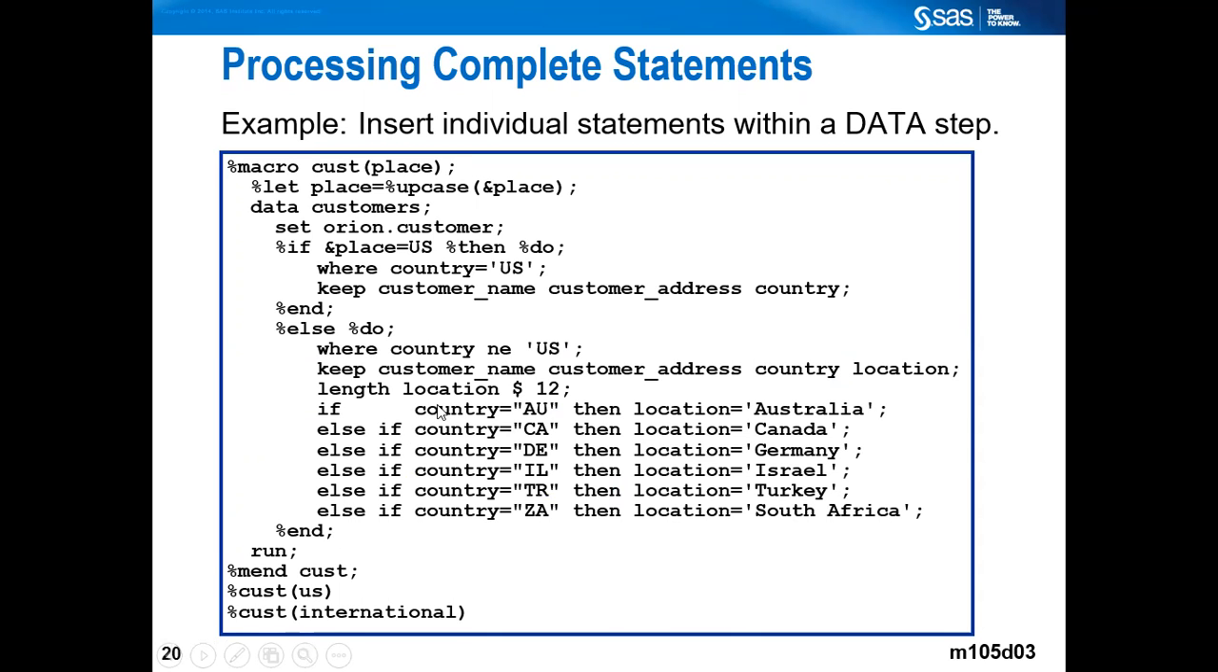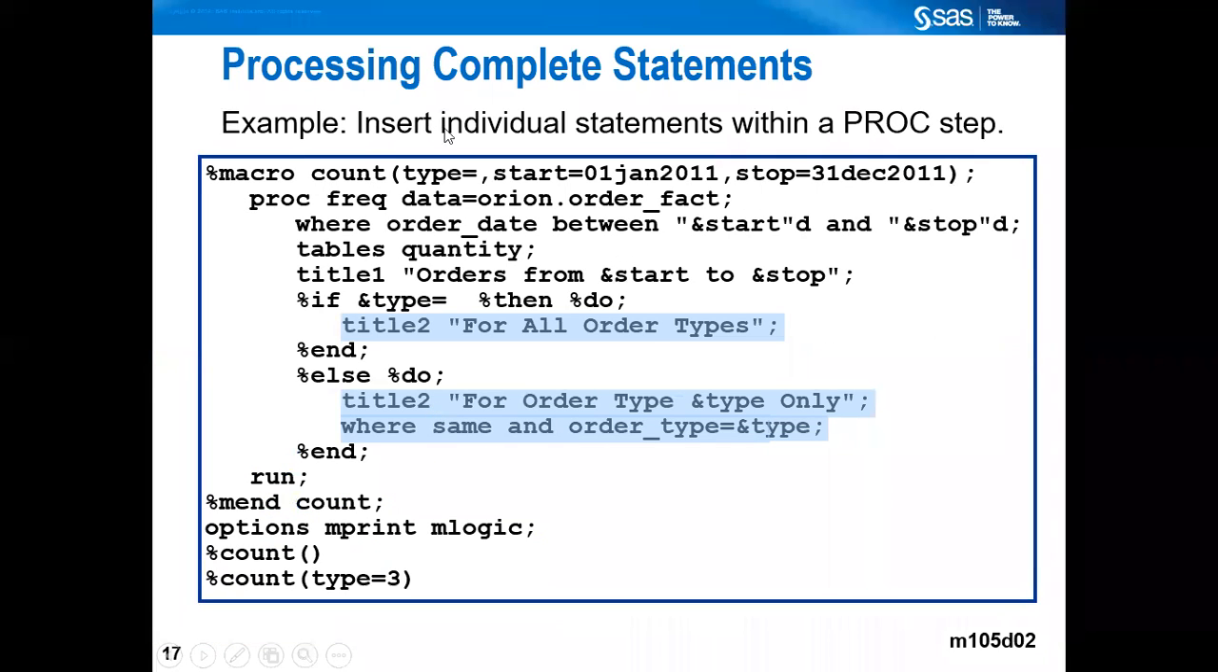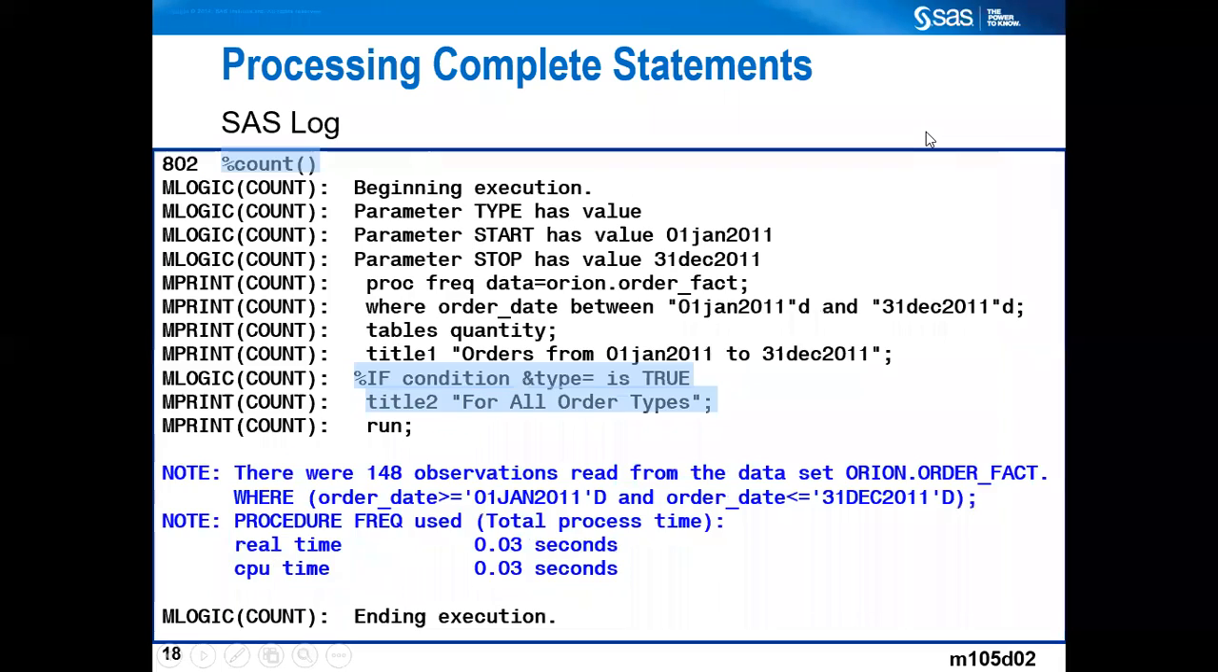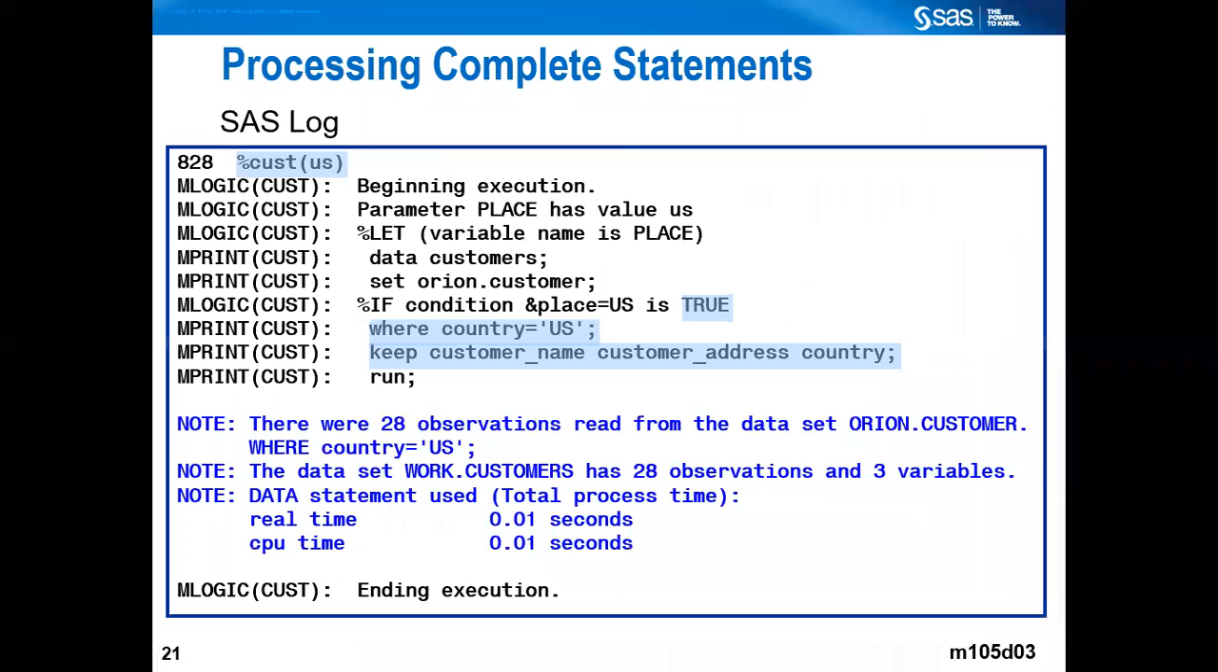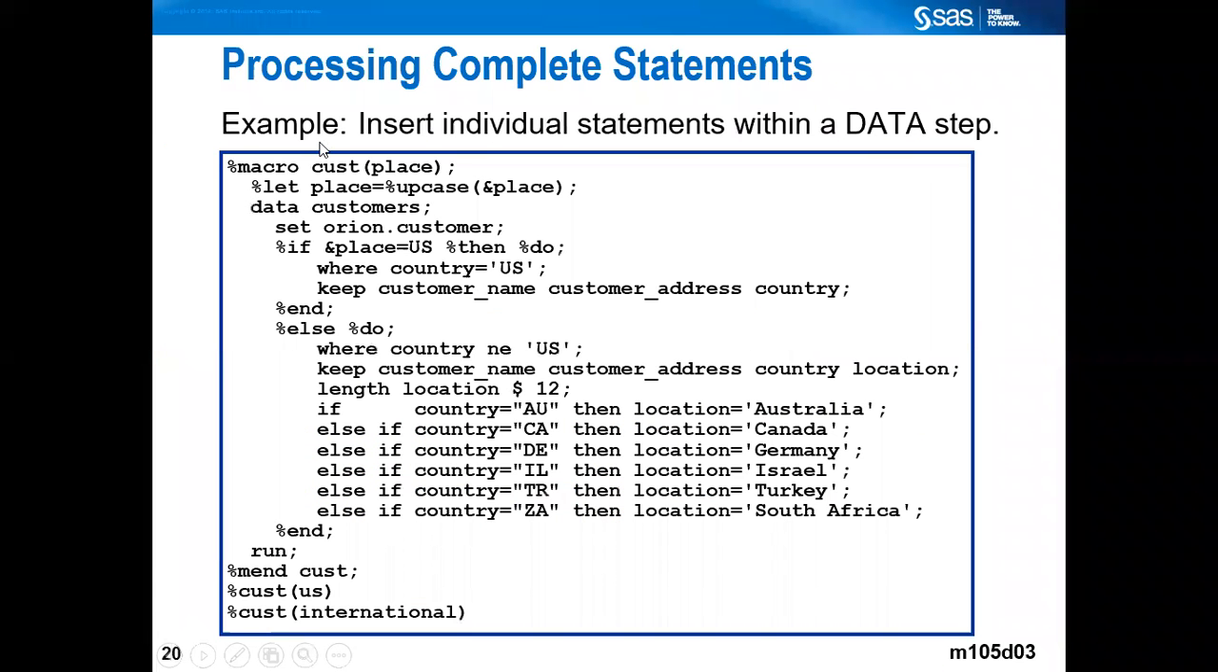Okay, so here it was about inserting individual statements within proc step. Now we'll see the same example but within data step. The example here is a program where you are going to create a macro cast with a parameter place. You are creating this parameter telling percent rate places, percent upcase for ampersand place.